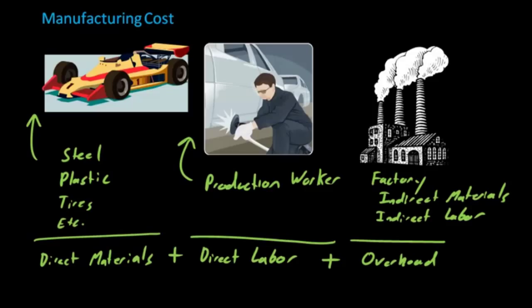Also, maybe if we had a security guard that's guarding the factory, his salary is not directly tied to the car either, like direct labor is. It's indirect, so it's going to be part of the overhead.